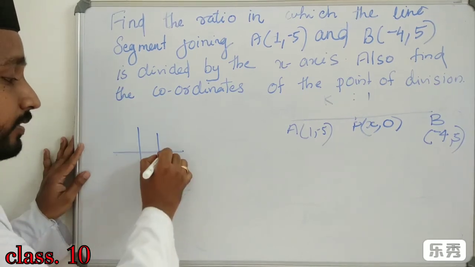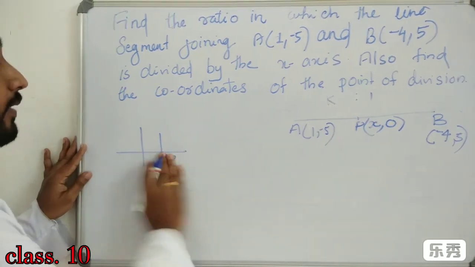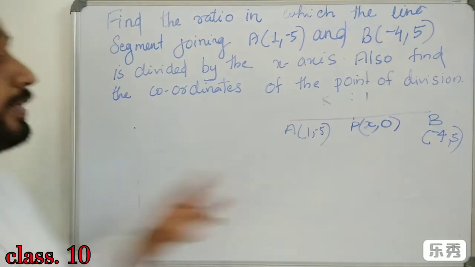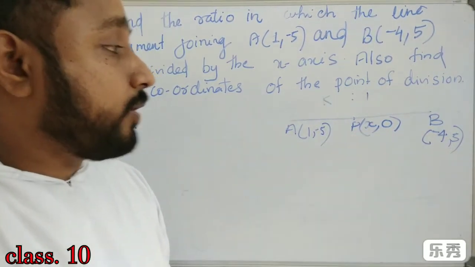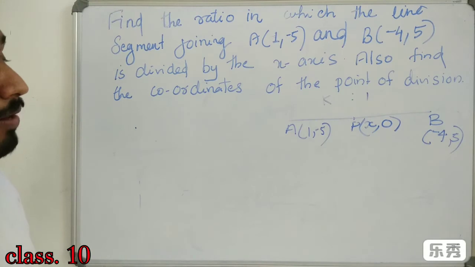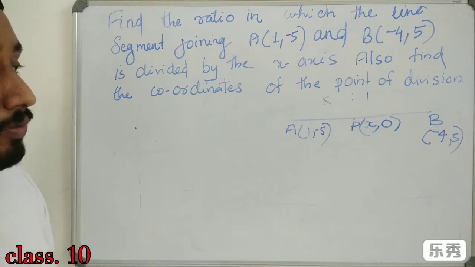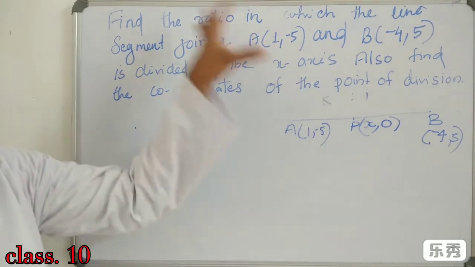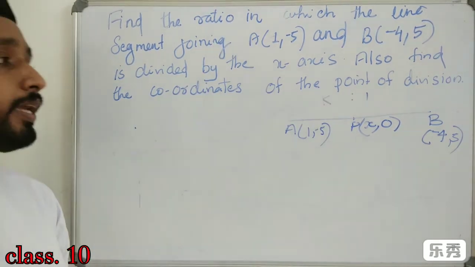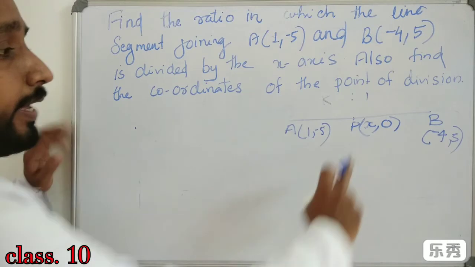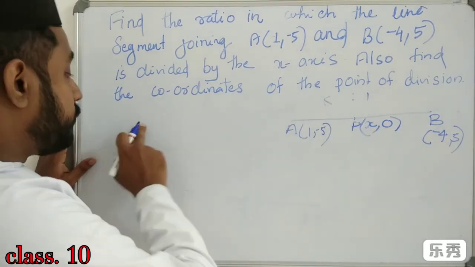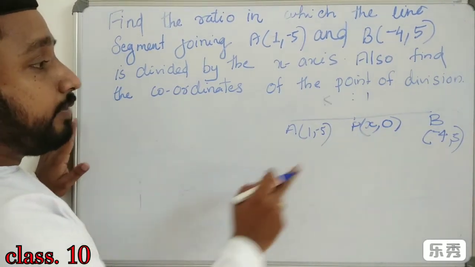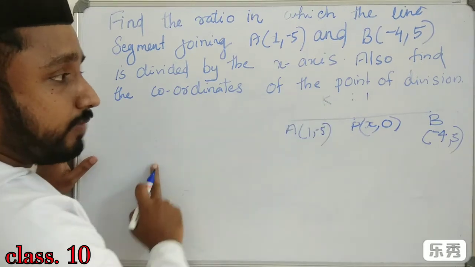So here y is 0. That's why we take P(x, 0). Then A(1, -5), B(-4, 5). So we have to find the coordinates as well as the ratio. The ratio is k:1. Here P(x, 0). So using the section formula, we can find the ratio first.